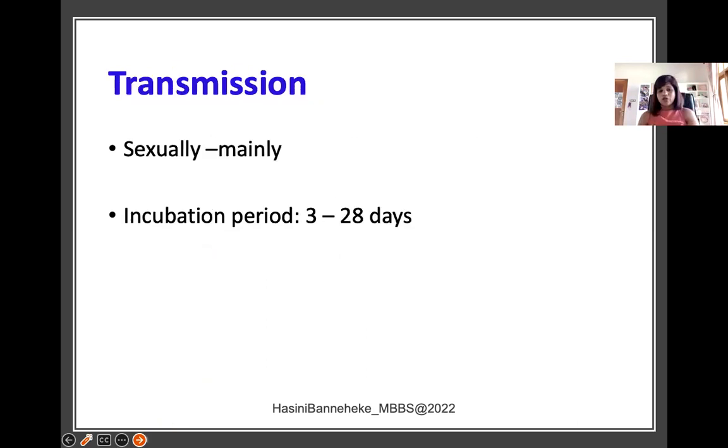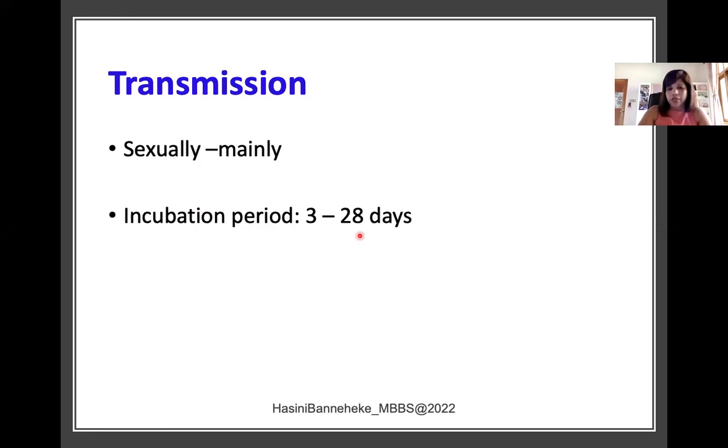So moving on to the transmission, I said it's a sexually transmitted infection. Why I say mainly is there are rare instances where the disease has been detected in babies who are born vaginally. Those babies can get it in rare instances if the mother is having an acute infection, but it doesn't matter much to the baby because it just recovers on its own without treatment. They don't need any treatment.